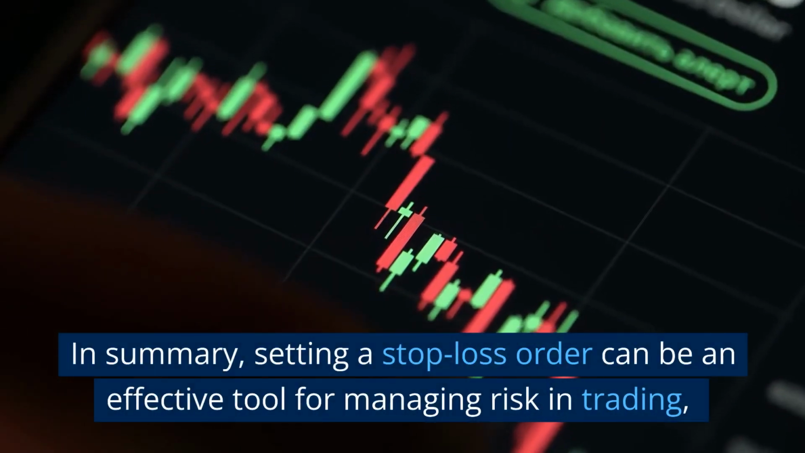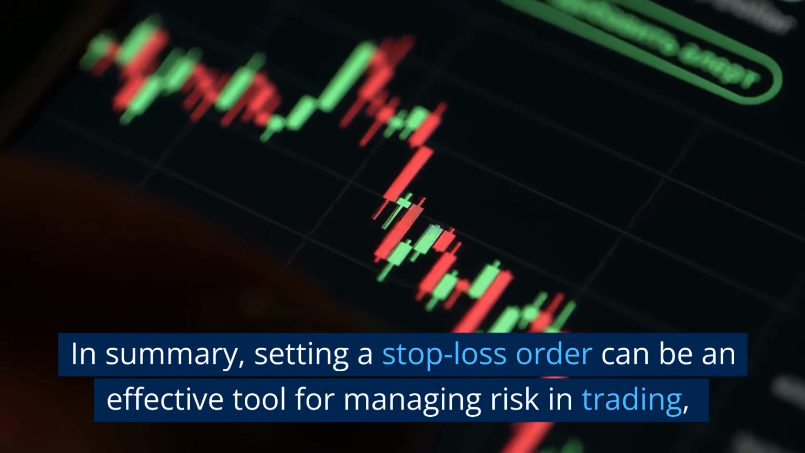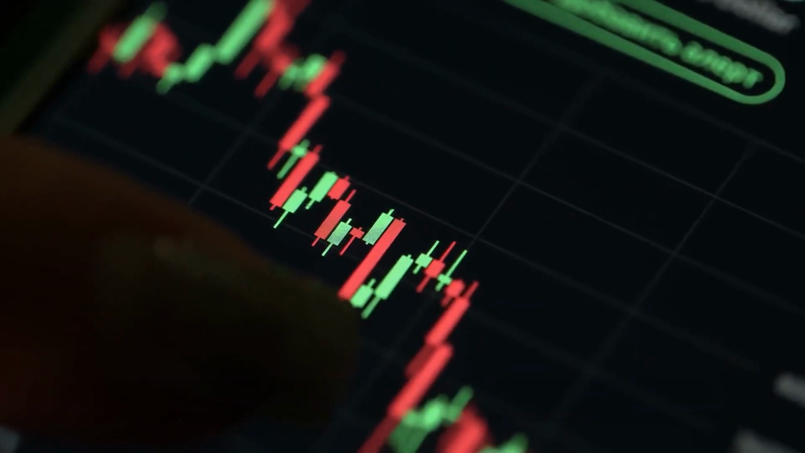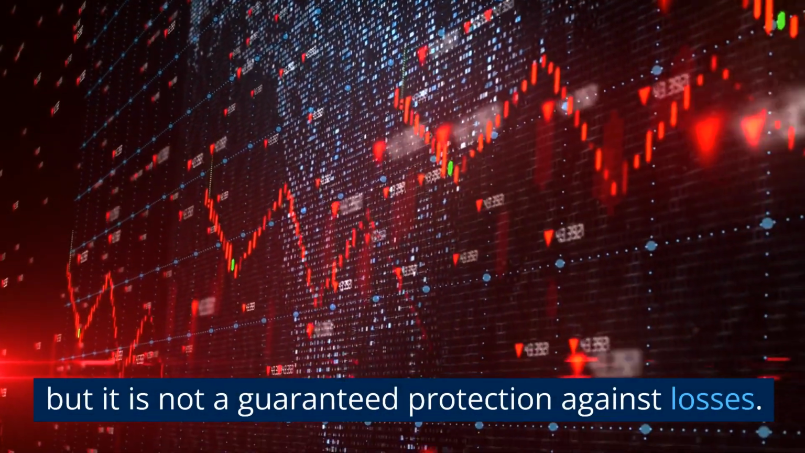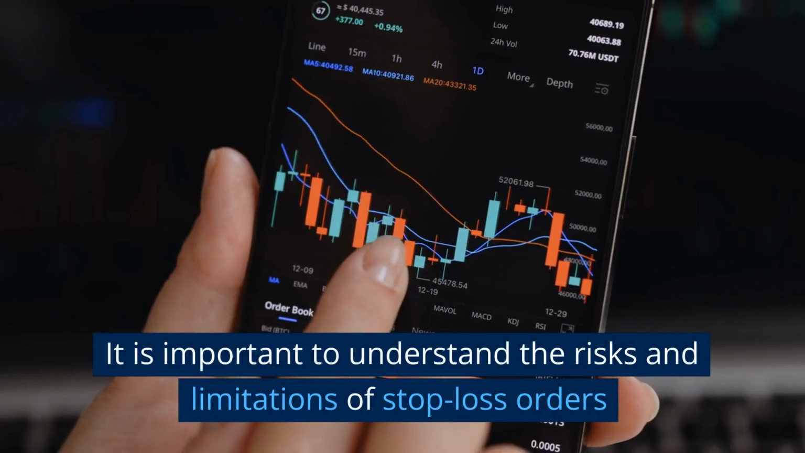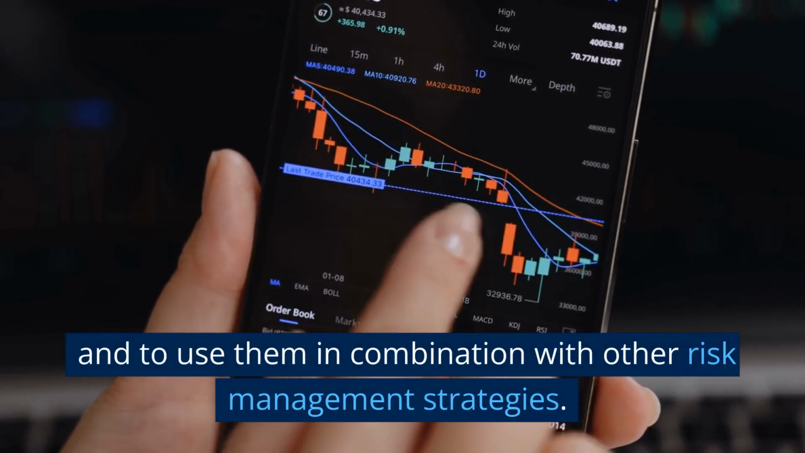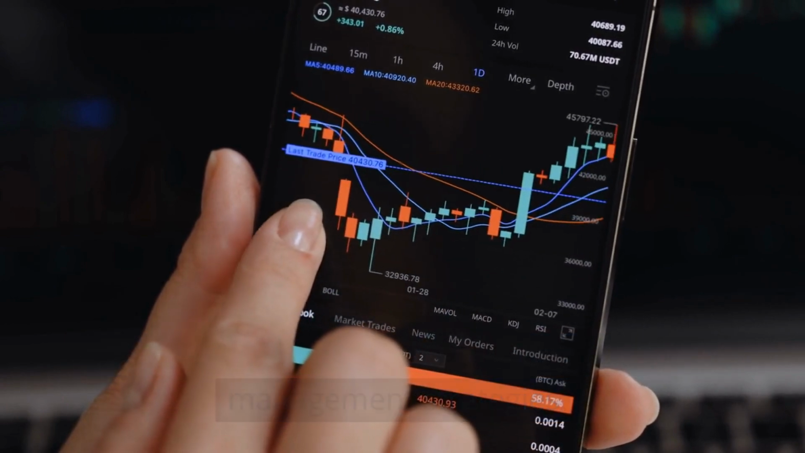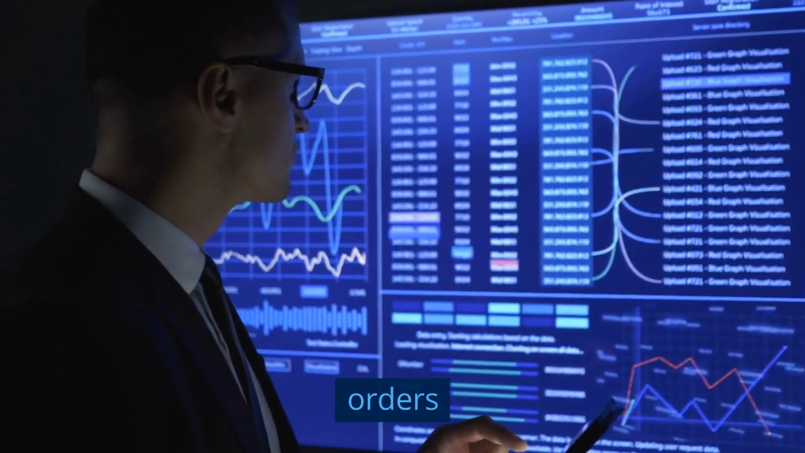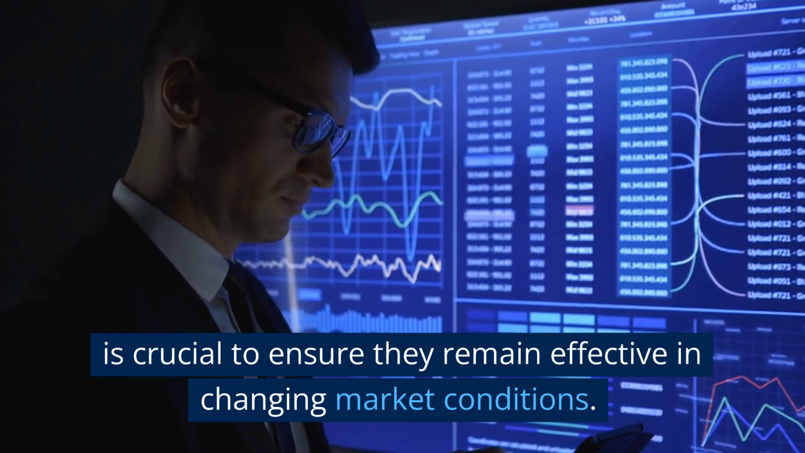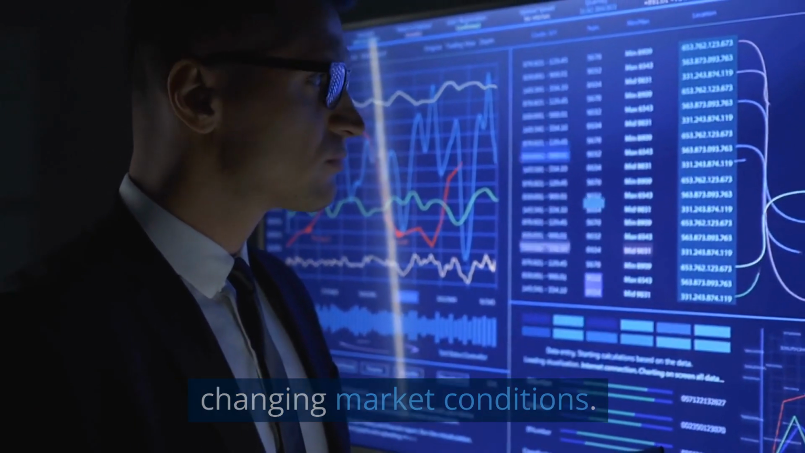In summary, setting a stop-loss order can be an effective tool for managing risk in trading, but it is not a guaranteed protection against losses. It is important to understand the risks and limitations of stop-loss orders and to use them in combination with other risk management strategies. Regular monitoring and adjustment of stop-loss orders is crucial to ensure they remain effective in changing market conditions.